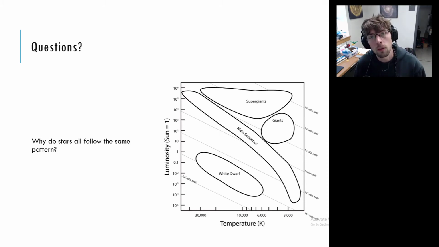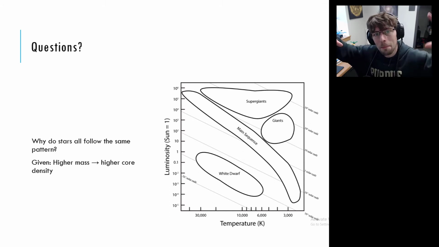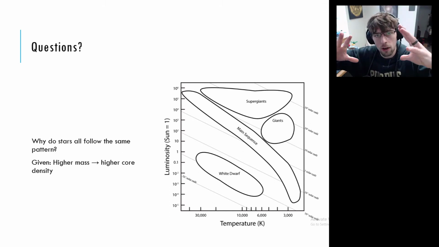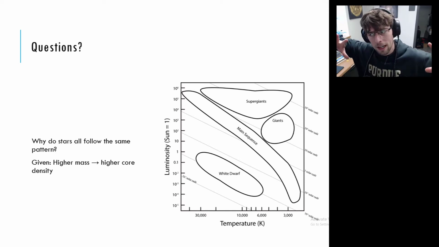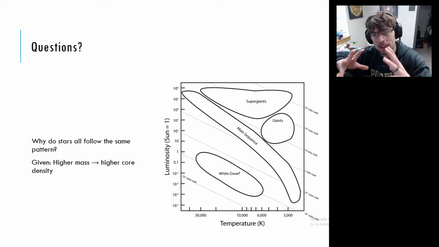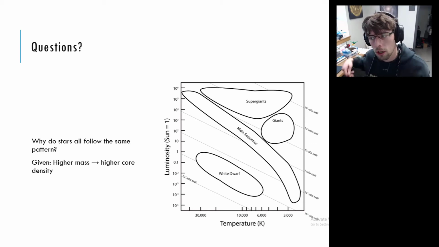Okay? And the one thing that I'm going to start off with is this idea. A higher mass star has a higher core density. In other words, when you have high mass and you collapse down, the core has a higher density. You have packed more objects into the same area or the same volume. Okay? We'll start off with that idea.